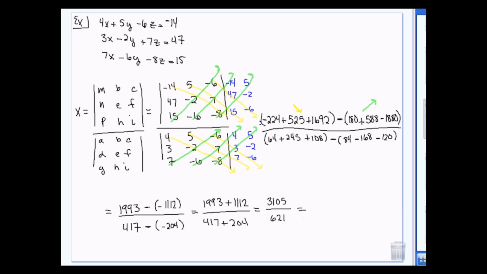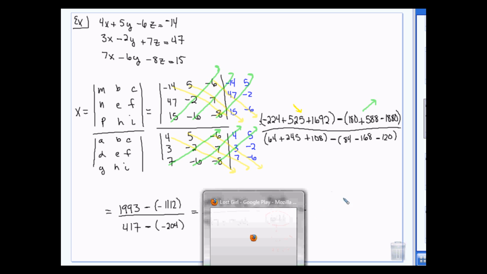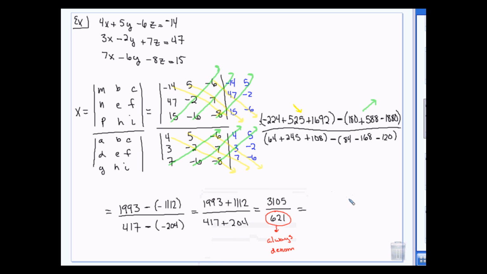Okay, now this number, 621, this is always your denominator for this problem. So you won't have to do that part again. And when you divide it, you get the whopping sum of 5. So x equals 5.